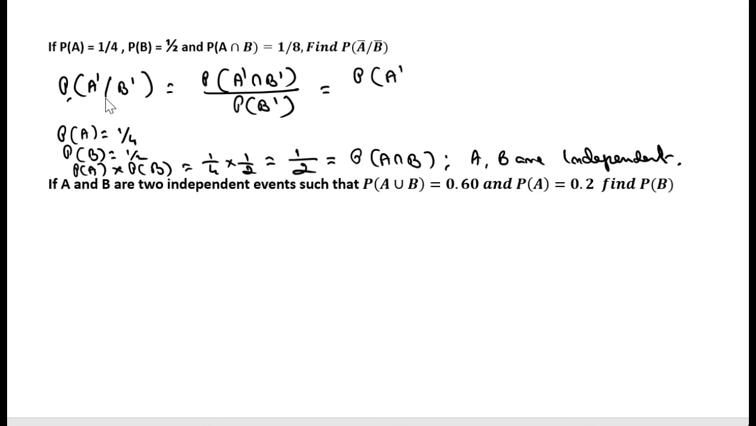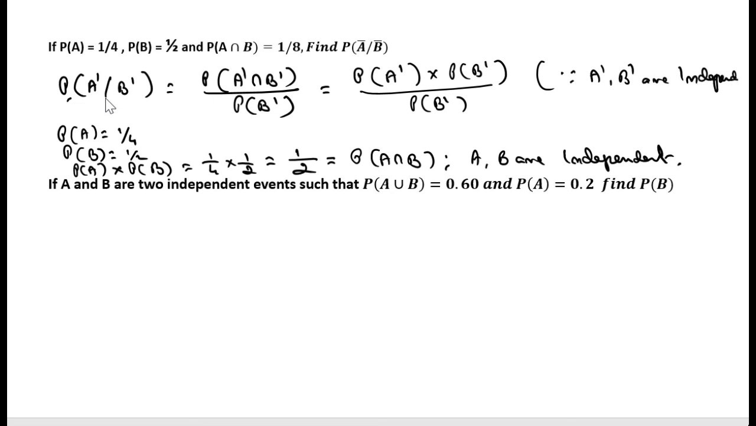That means A dash, B dash also independent. So I can write immediately probability of A dash into probability of B dash divided by probability of B dash. Since A dash, B dash are independent, so this is cancelled. Probability of A dash, that is 1 minus probability of A. So that is equal to 1 minus 1 by 4. That is 3 by 4.